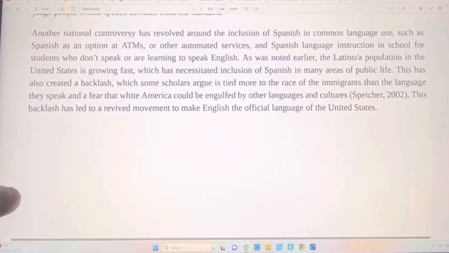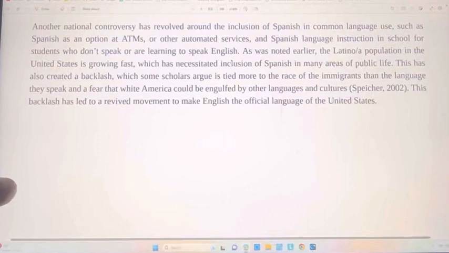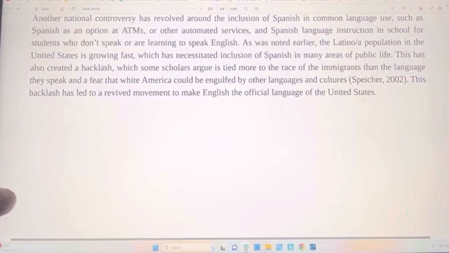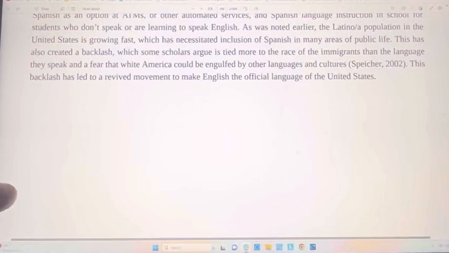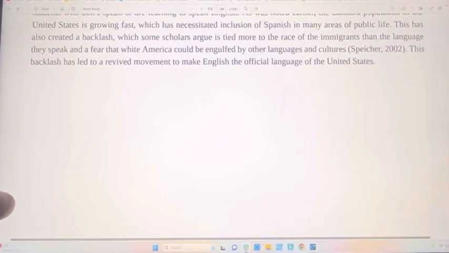Another national controversy has revolved around the inclusion of Spanish in common language use, such as Spanish as an option at ATMs or other automated services, and Spanish language instruction in school for students who don't speak or are learning to speak English. As was noted earlier, the Latina population in the United States is growing fast, which has necessitated inclusion of Spanish in many areas of public life.